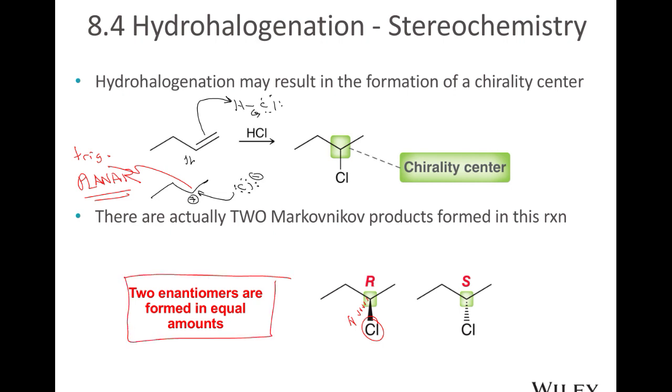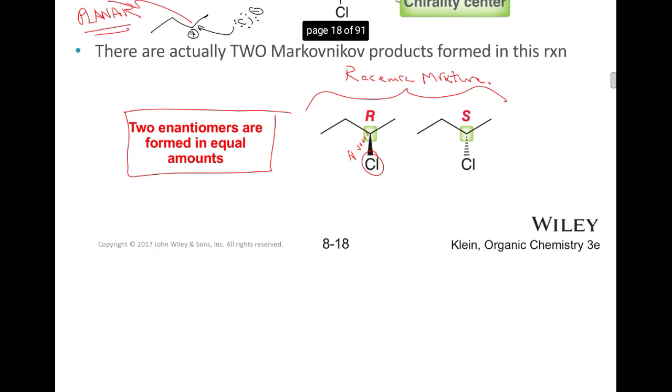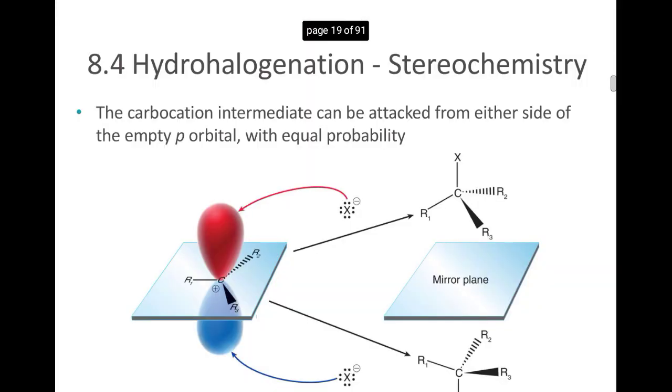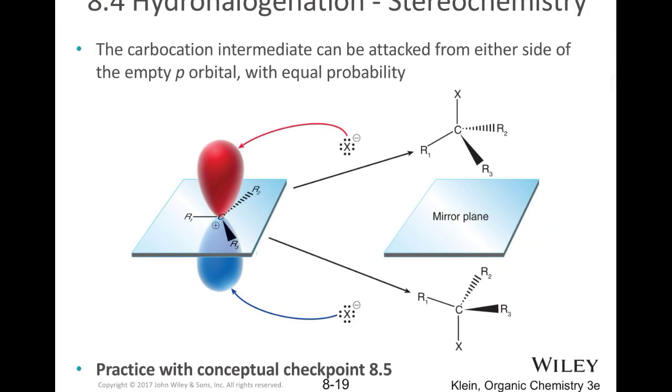And when we have a mixture of equal amounts of enantiomers, we call that a racemic mixture, if we have a 50-50 mixture of those. Okay, and this is just showing the carbocation intermediate with the empty p orbital and showing that there's a 50-50 chance that it could attack from either face of the molecule.